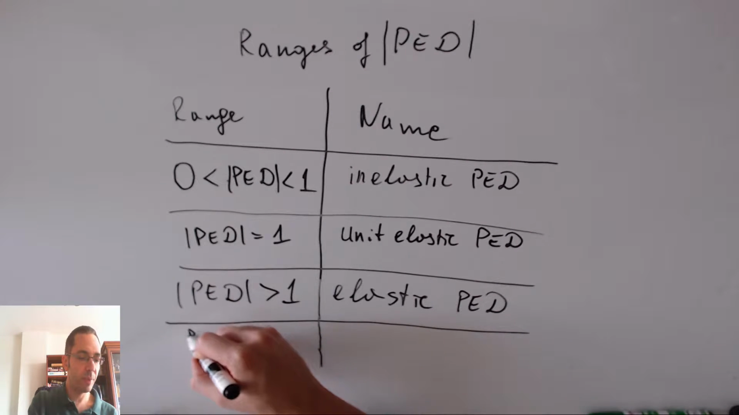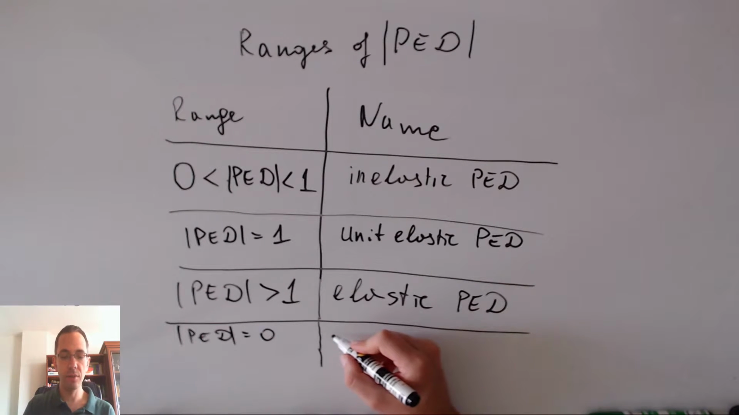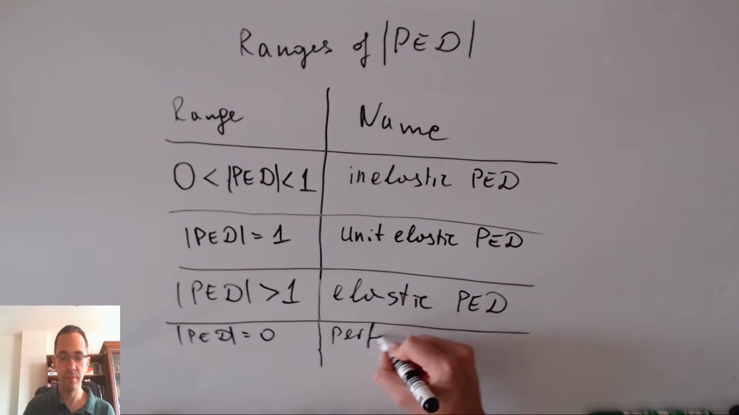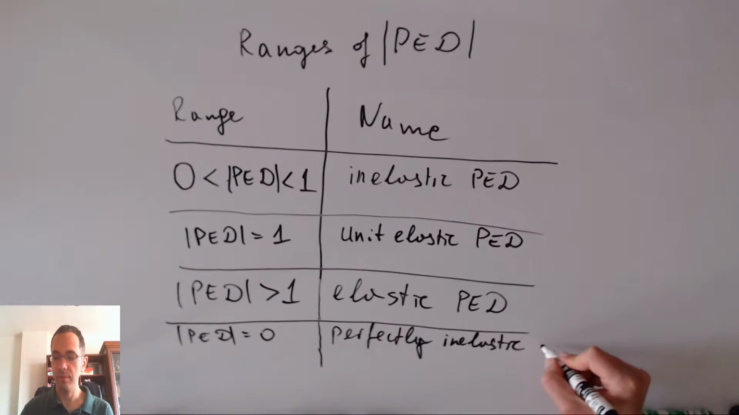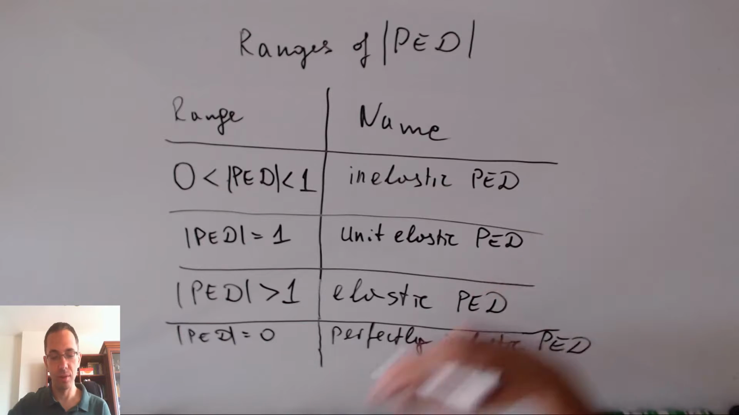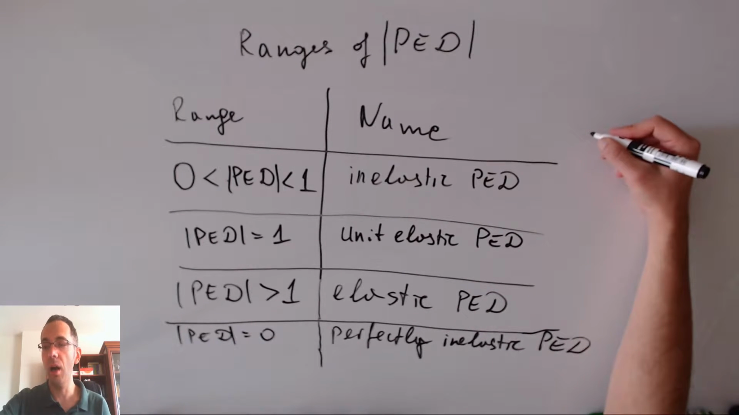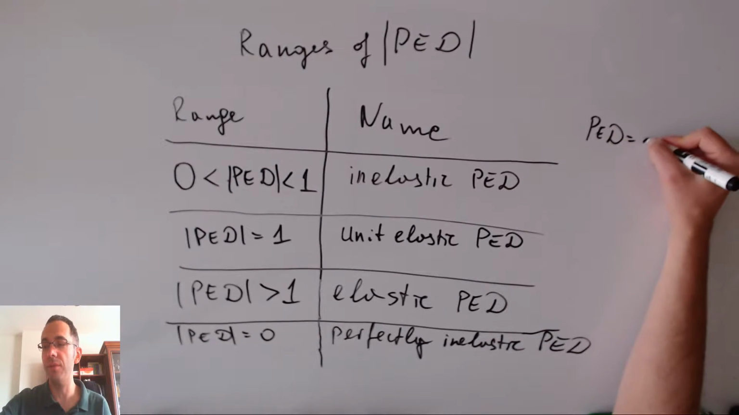Okay. PED is equal to 0. This would be perfectly inelastic price elasticity of demand. So what this tells us is that no matter how much we change the price, the quantity demanded will always stay the same. Quantity demanded doesn't change here. And the last one, I'm going to write it here, guys, just because I'm running out of space. The last one is price elasticity of demand equal to infinity.